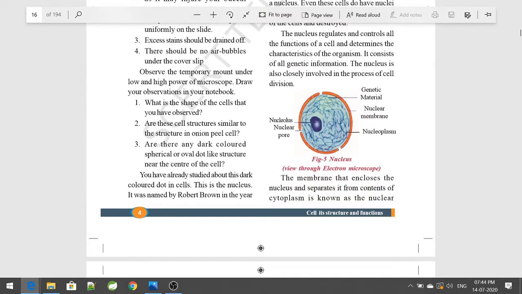So what are the parts of the nucleus? We are not talking about the cell, only about the nucleus. In the animal or human nucleus, what do we have? In the nucleus, we have a nuclear membrane. Then inside the nuclear membrane, we have nucleoplasm. Then inside the nucleus, we have the nucleolus.